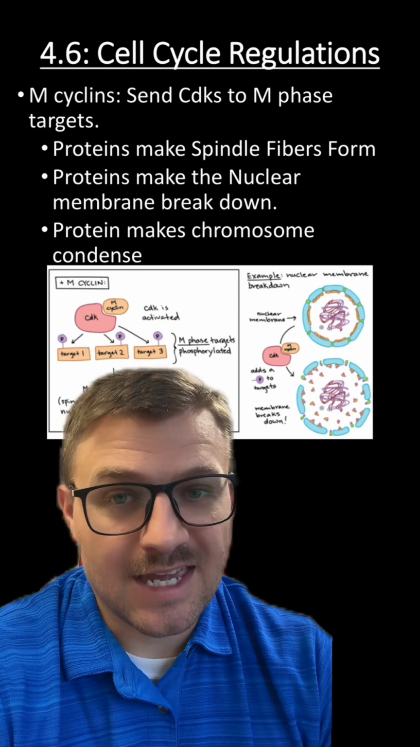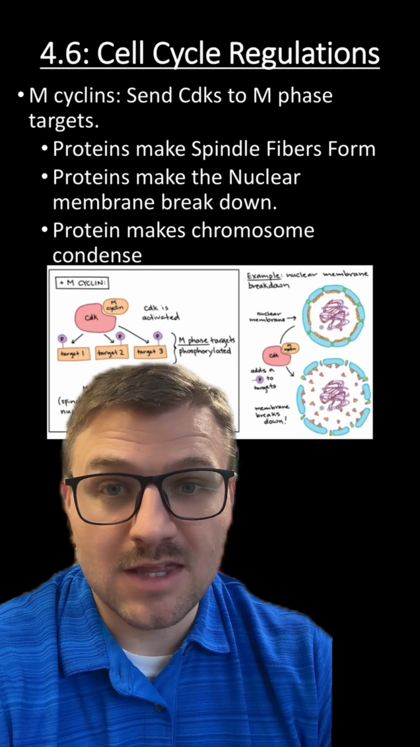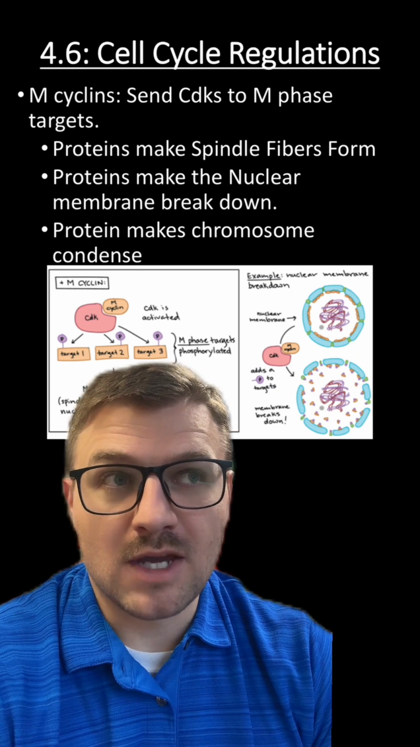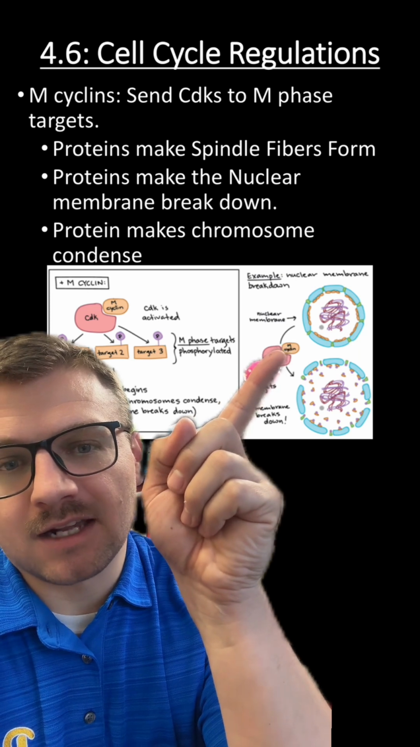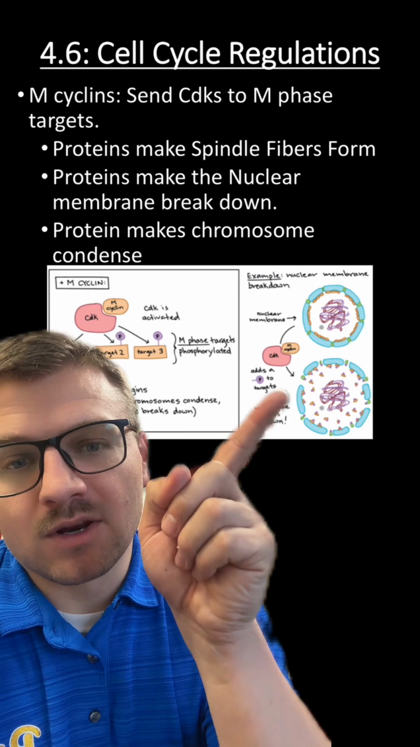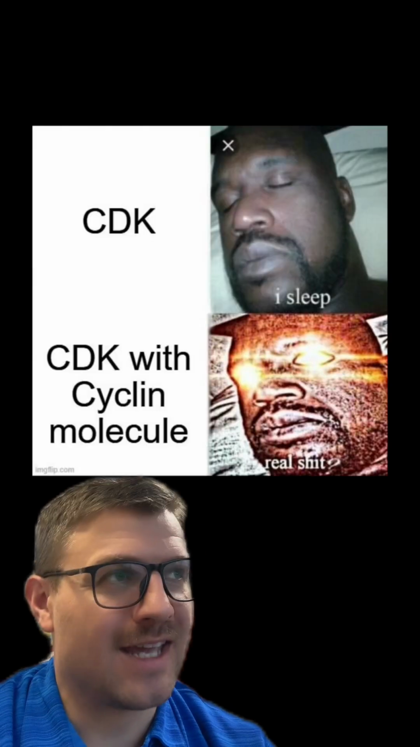So the CDKs and the M cyclins are going to bind together to initiate proteins to make all of these things happen. You can see in the example here, the CDK binding with the M cyclin to initiate the breakdown of the nuclear membrane.